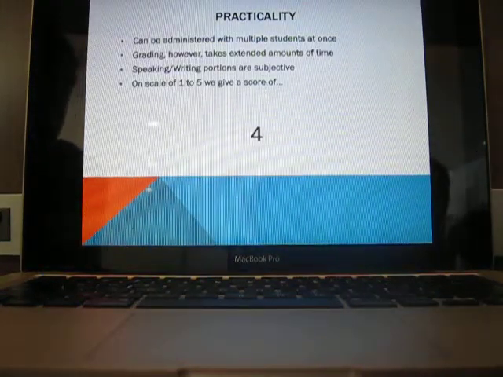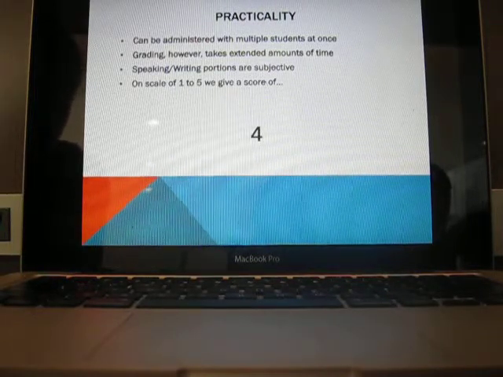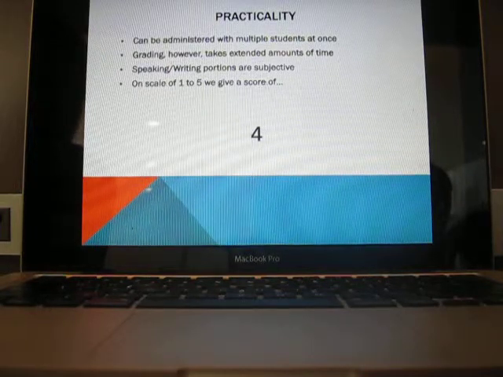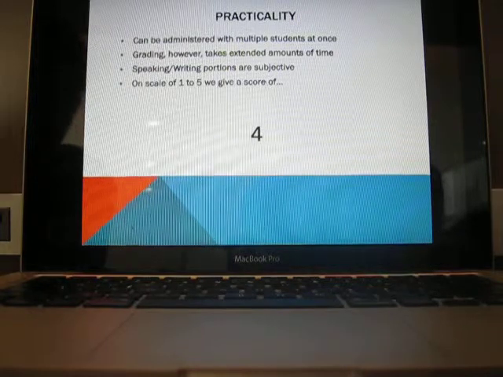Practicality, we gave it a 4 because it can be administered to a lot of students at once. The grading is subjective in certain areas like speaking and writing, so it does take some time. So far from perfect, but pretty good because you can give it to a lot of kids at once.